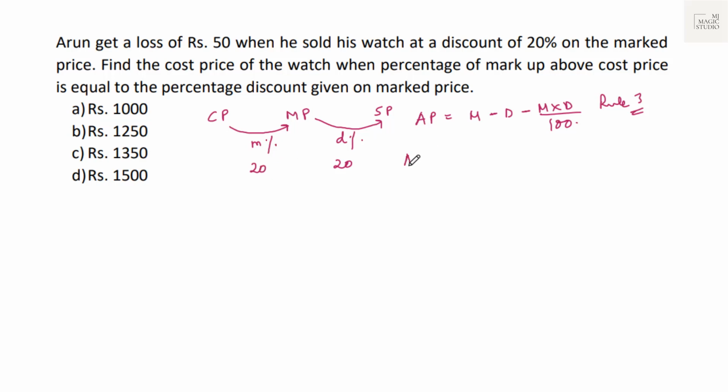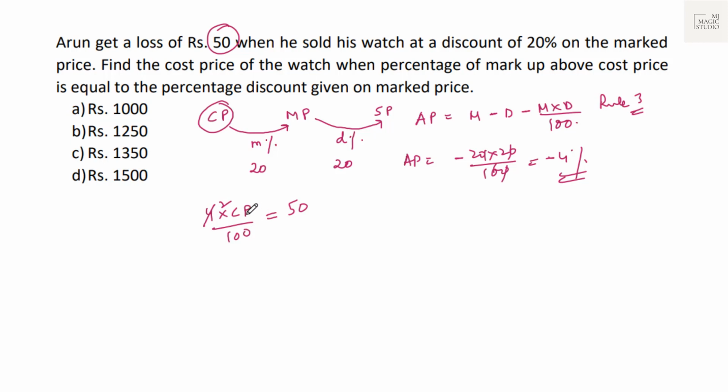That means markup is also 20%. So his actual profit should be 20 minus 20 minus 20 into 20 by 100. That is minus 4%. That means he has incurred a loss of 4%. Loss or profit is always calculated on cost price. That means 4% of cost price, according to the given question, is rupees 50.